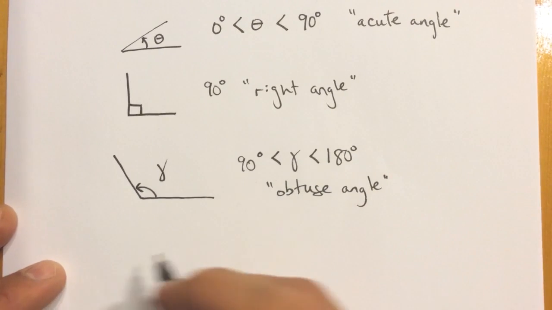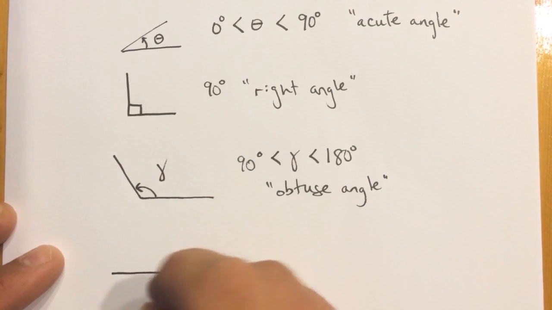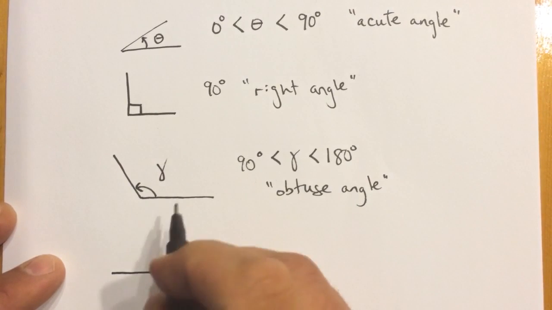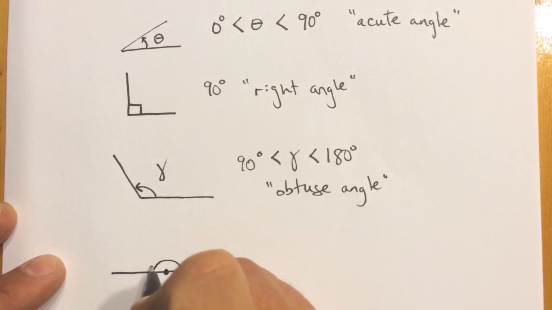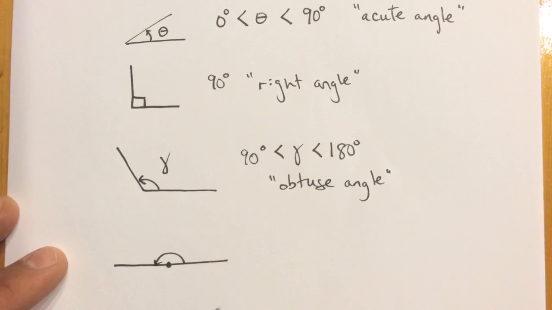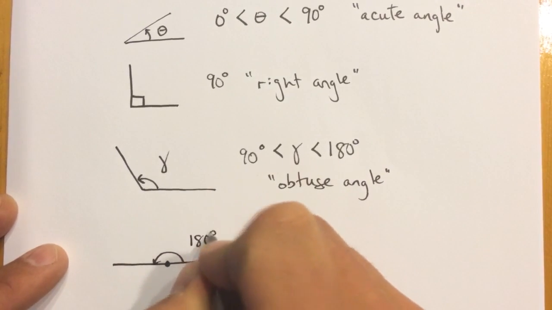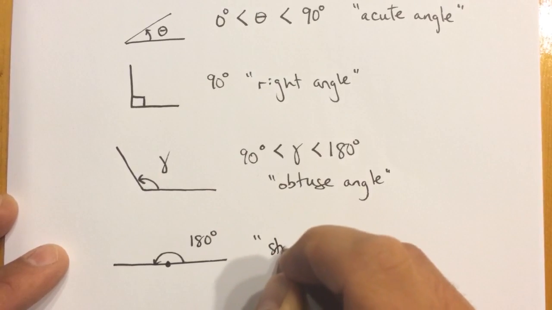And there might be one more that you're familiar with. This one, called a straight angle. There's the corner of the angle here. I'm going to draw a little arrow to show where I mean. This angle here is exactly 180 degrees, and we call that a straight angle.